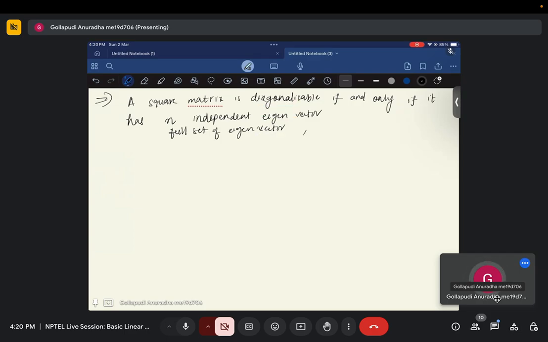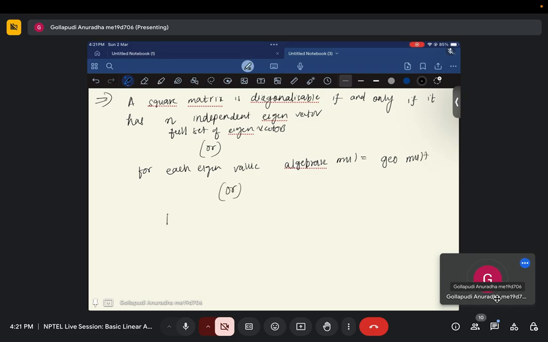Or you can say that for each eigenvalue, algebraic multiplicity is the same as geometric multiplicity. Or also you can say that the defect for each eigenvalue has to be 0. You have to check these things to see if the matrix is diagonalizable or not. Okay, so next question we'll see.